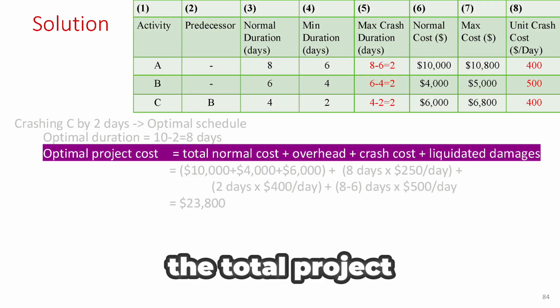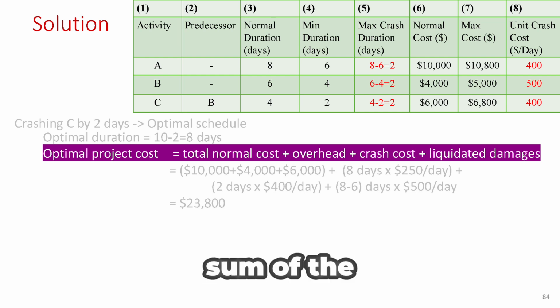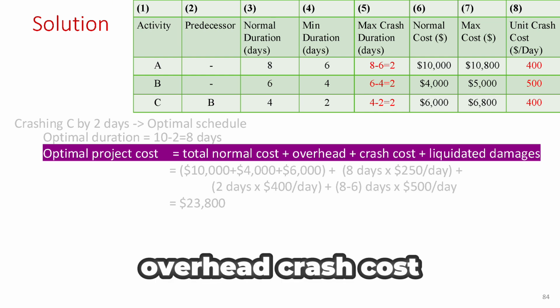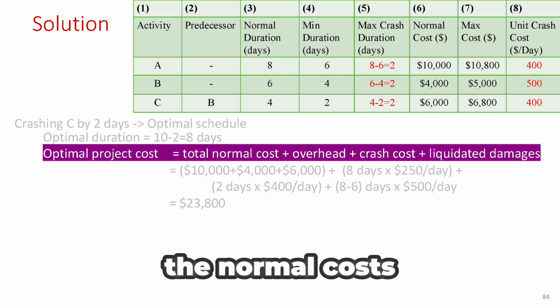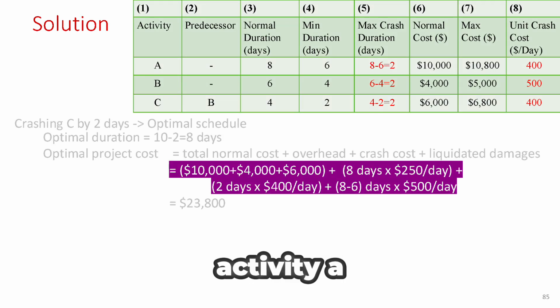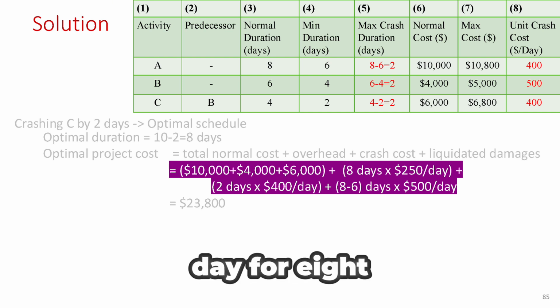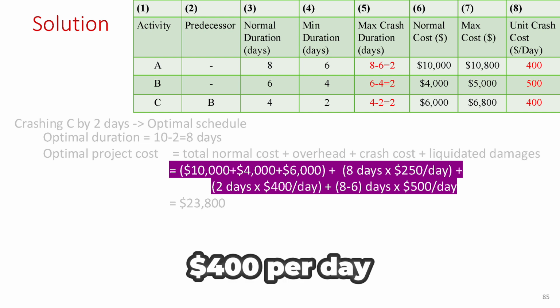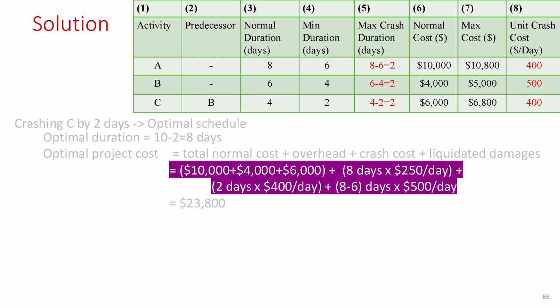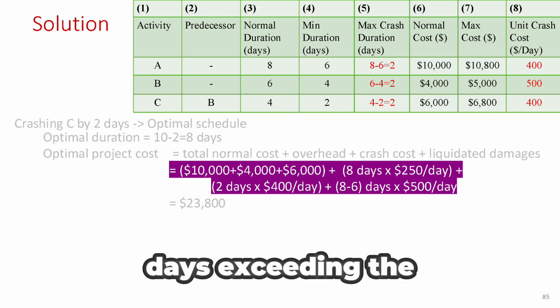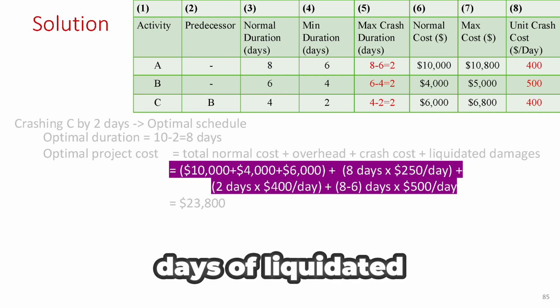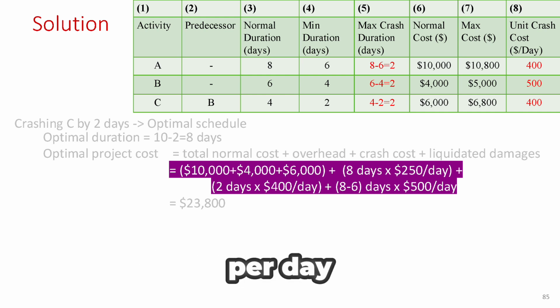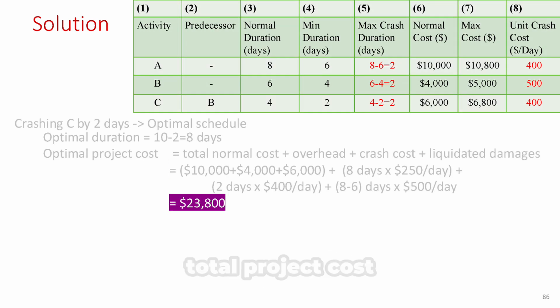Now, let's calculate the total project cost for this 8-day schedule. It is the sum of the total normal cost, overhead, crash cost, and liquidated damages. The normal costs are $10,000 for activity A, $4,000 for activity B, and $6,000 for activity C. Next, we add the overhead, which is $250 per day for 8 days. We're also crashing activity C by 2 days at $400 per day, resulting in a crashing cost of $800. Since the project finishes in 8 days, exceeding the 6-day limit, we incur 2 days of liquidated damages at $500 per day.